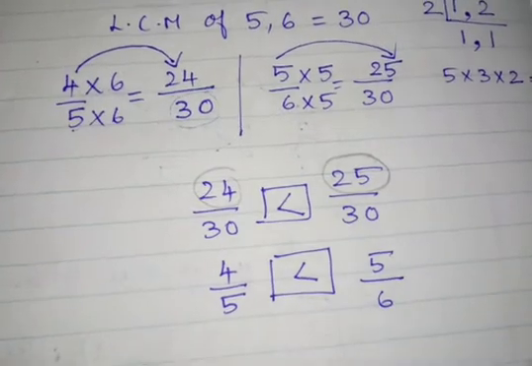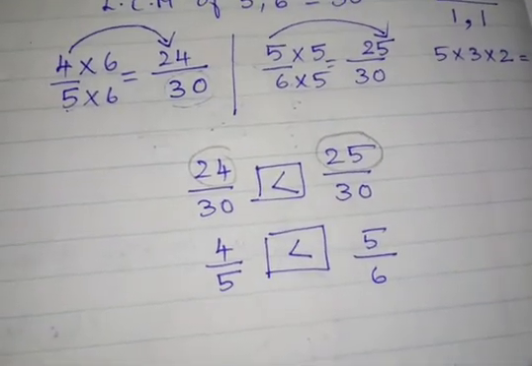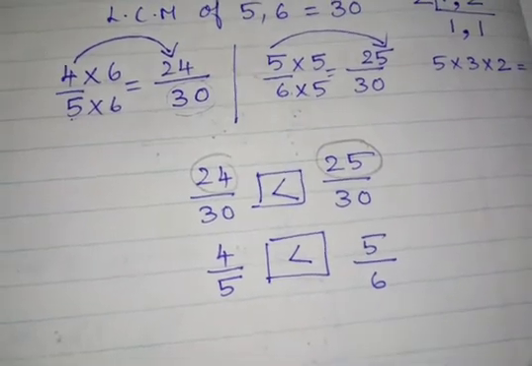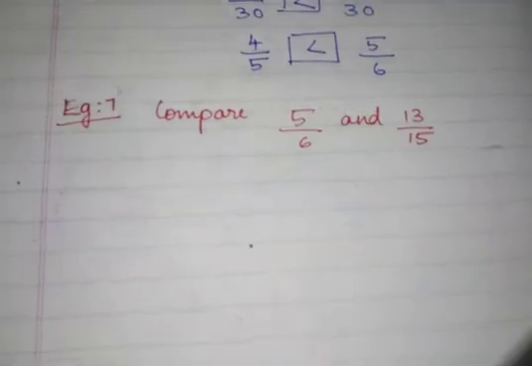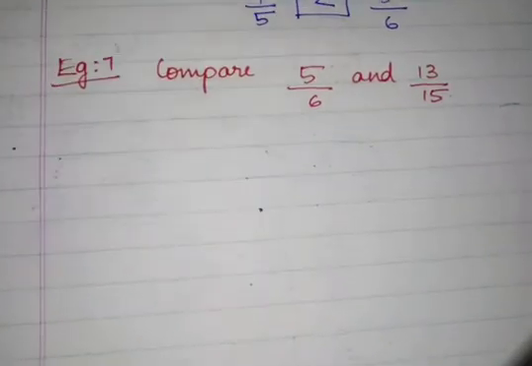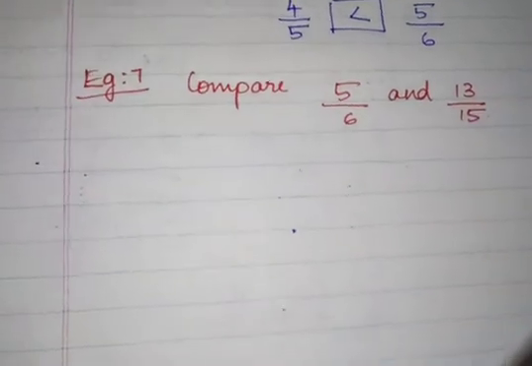Understood? So how did you understand how to compare the fractions? First we should convert them into like fractions, then you should proceed. Okay. Next, example number 7. What is the question? Compare 5 by 6 and 13 by 15.